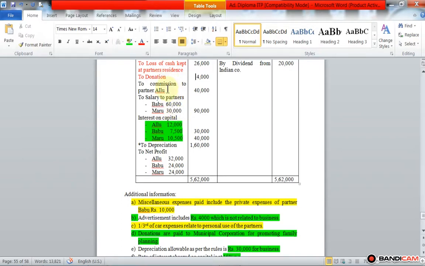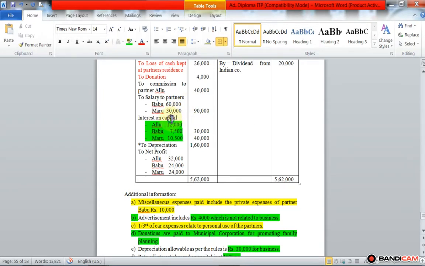Then commission to partners is allowed. So commission is a part of salary or remuneration. Commission is a part of remuneration, so it is allowed. Then salary to partner is allowable, but here salary is a part of remuneration. We add the remuneration to net profit, then we get a deduction for working partners only.